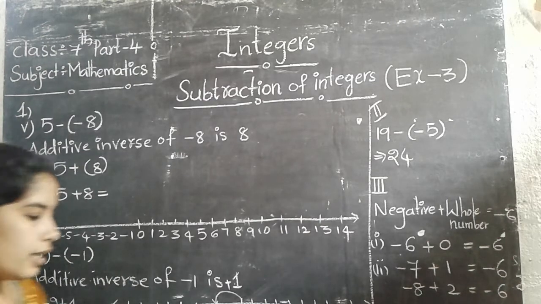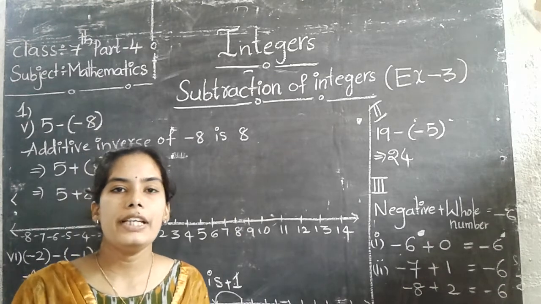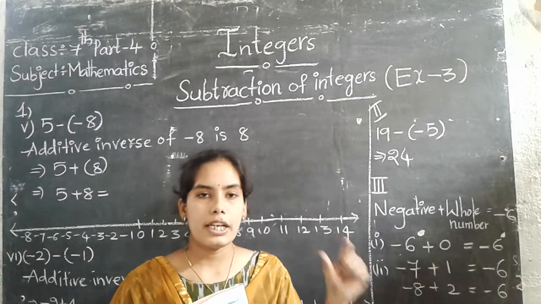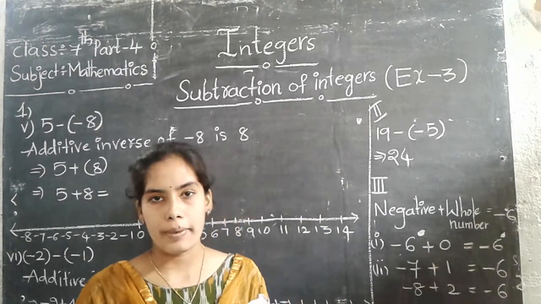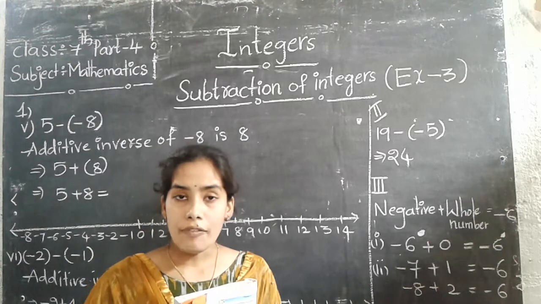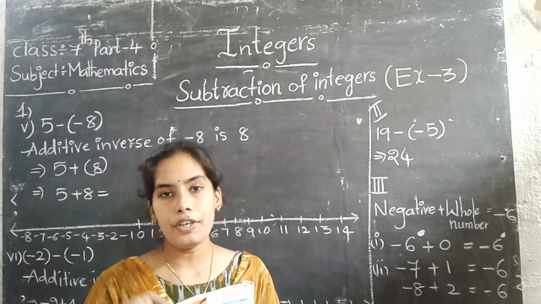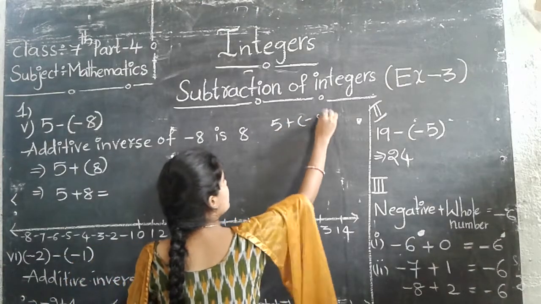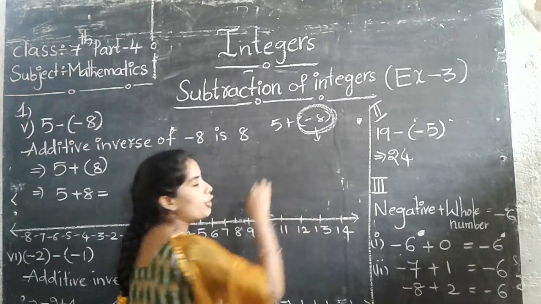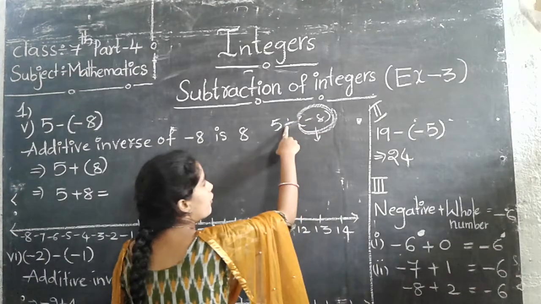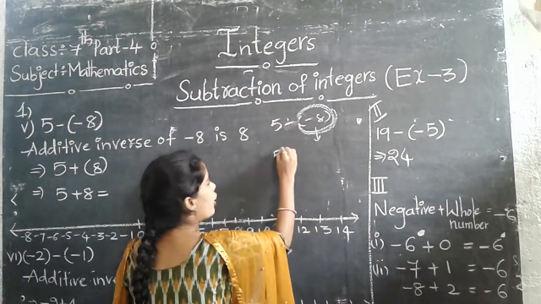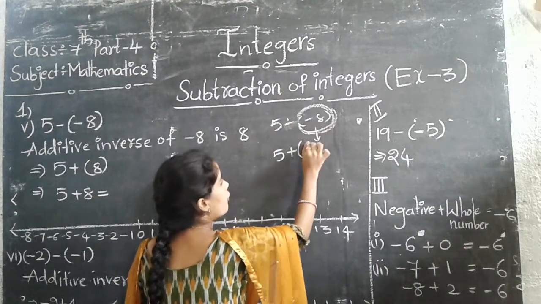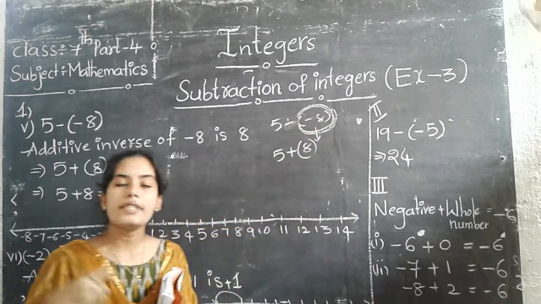So children, subtraction of integers, what is the method to find out the subtraction of integers? First, that problem is converted into an addition operation. Then we have to find the additive inverse of the second digit, the second digit only. For example, we have to find this number's additive inverse. Here minus is there, we have to write plus. Then we have to find the additive inverse of the second digit.